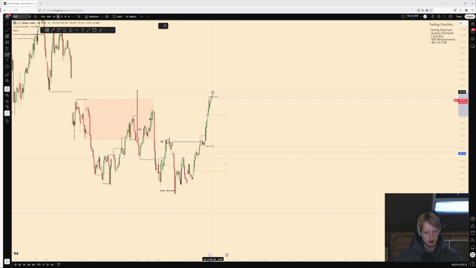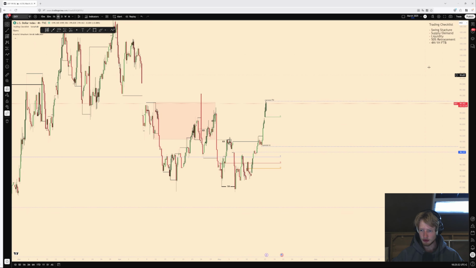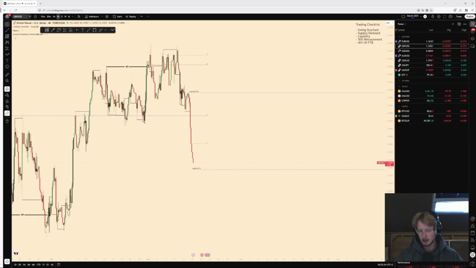So either a push up and then a push down for some continuation longs on the DXY, or we're going to see that we fill up this gap, then a nice break of structure in towards the upside, clear break in towards the downside, and then continuation down lower towards these liquidity lows over here. But also that's going to be waiting for what next week will give us.